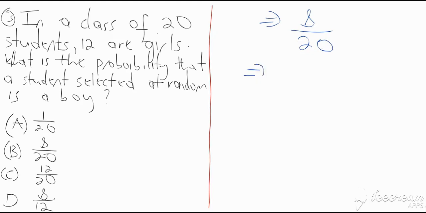Now, of course, there are times when you might have to break the question down to the simplest form. But as we can see with the options, there is no need to break it down because 8 over 20 is an option. So my answer here is B. It could have been a scenario where they would have broken down the answer.